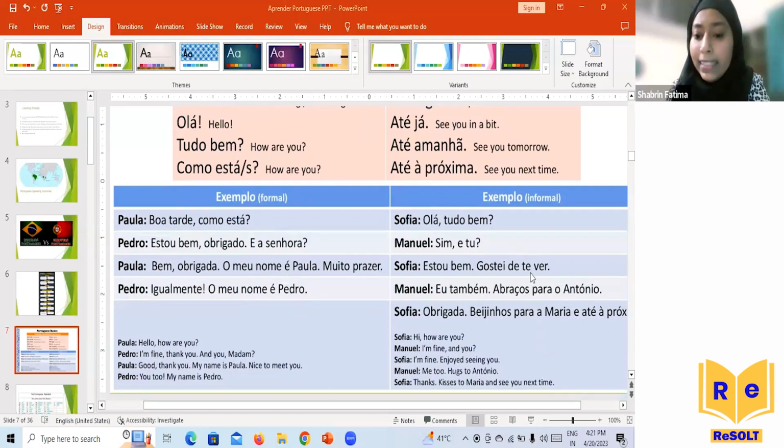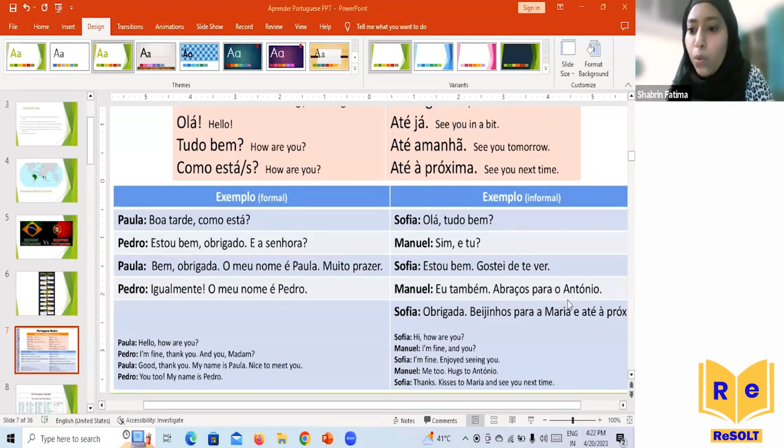Enjoyed seeing you. Gostar is the verb here. This is the past tense of it. Enjoyed seeing you. Then Manuel is saying, eu também, which means me too. Eu também actually is for also or too. So, I too, me too, also.